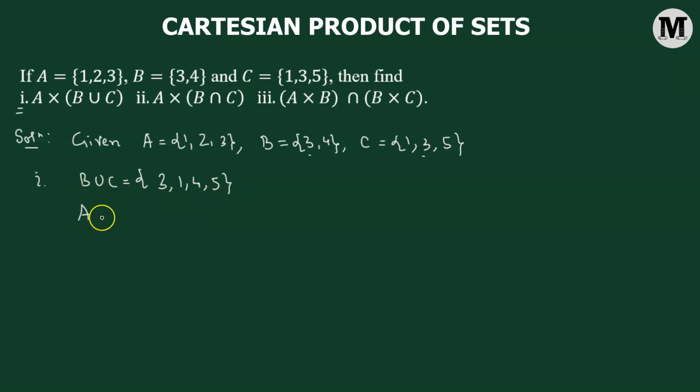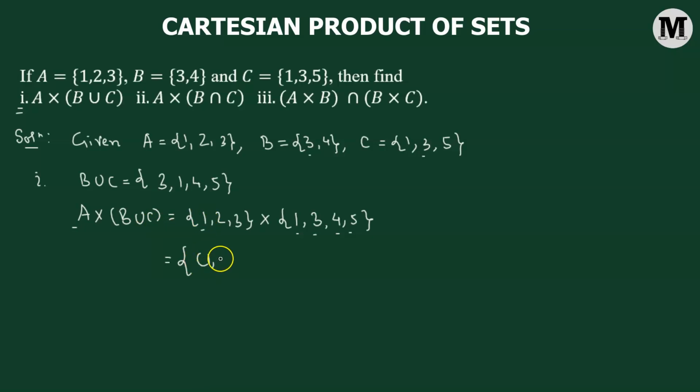Our next task is to obtain the Cartesian product of A and B union C. So A has got the elements 1, 2, 3. This is going to be forming a Cartesian product with the set B union C. B union C contains the elements 1, 3, 4 and 5. There are 4 elements in B union C. So what we'll do to find out the Cartesian product, we'll consider the first element of the first set. So order is very important here. The first set being A, we'll consider the element 1, and we're going to form an ordered pair with each of the 4 elements of B union C.